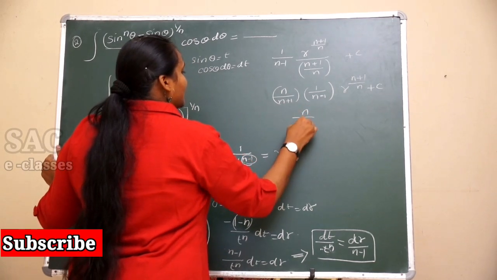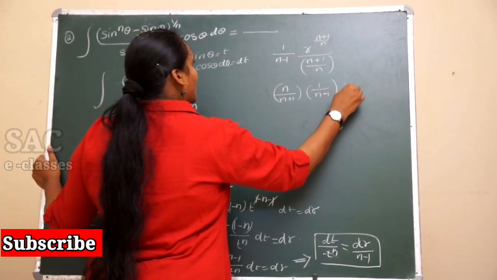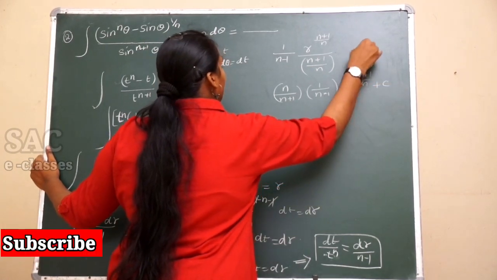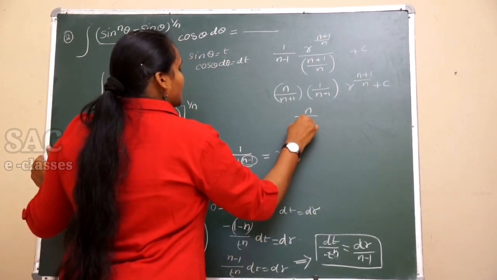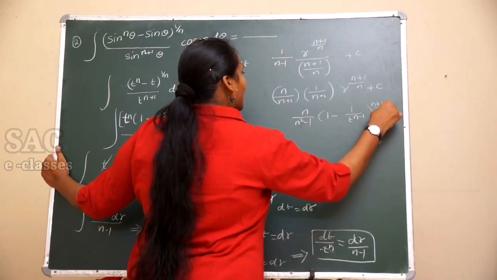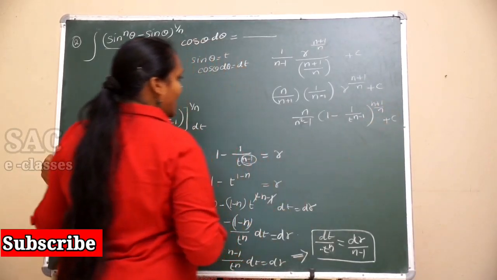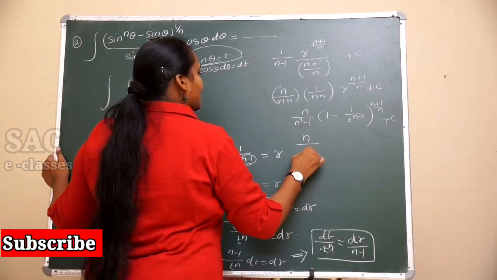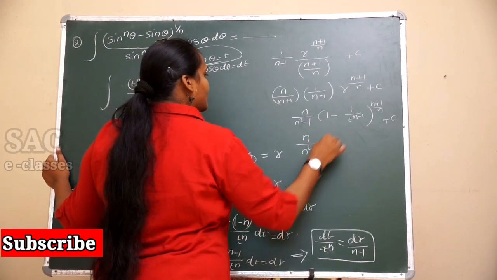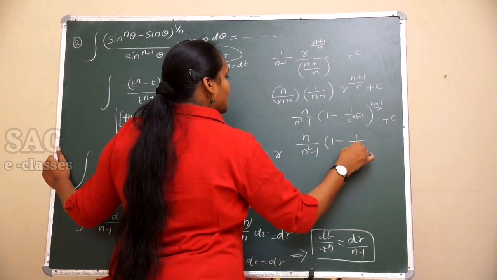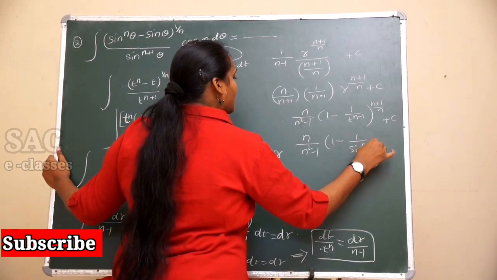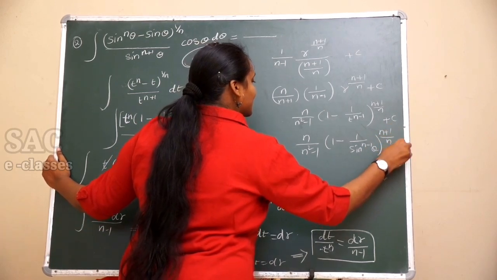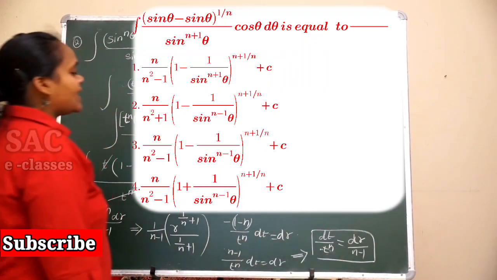So n/(n² − 1) into r, where we know r is actually (1 − 1/t^(n−1)) whole power (n+1)/n, plus c. But t is what we assumed as sin θ, so the answer is n/(n² − 1) into (1 − 1/sin^(n−1) θ) whole power (n+1)/n plus c. This is the finalized answer.